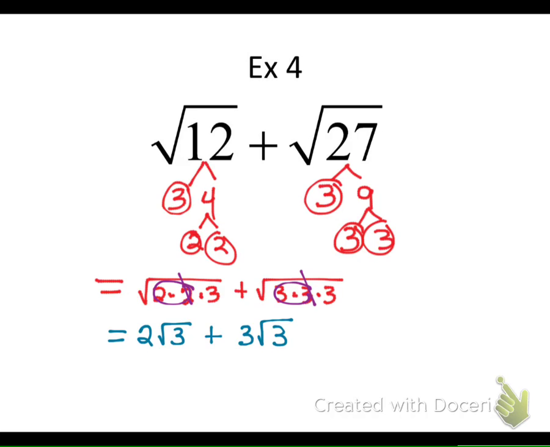When we combine like terms, we combine our coefficients. So my coefficient is 2 and 3. What operation am I doing? Addition. Good. So what's 2 plus 3? 5. So my new coefficient is 5. And my radicand stays the same, so it stays a 3, and that's my final answer.